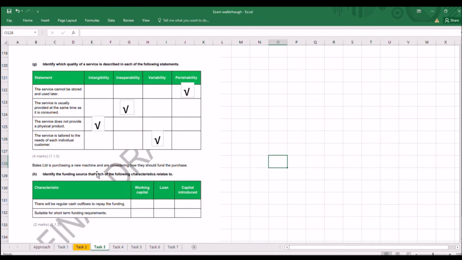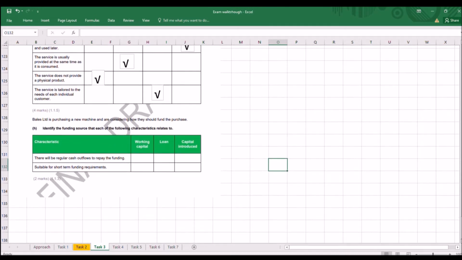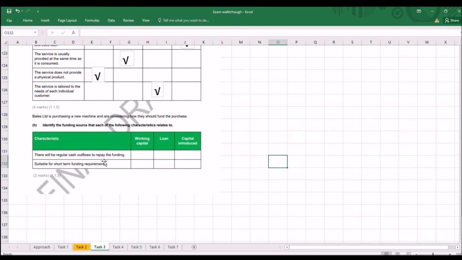Bales Limited is purchasing a new machine and is considering how they should fund the purchase. Okay. So there's going to be large, regular cash flows to repay the funding. Well, capital introduced is money coming in. Working capital is short term and sort of variable, and large regular outflows suggest that's a loan. Okay, suitable for short term funding requirements. So short term funding requirements would be for working capital, like a bank overdraft or something like that, to fund debtors or a stock purchase.